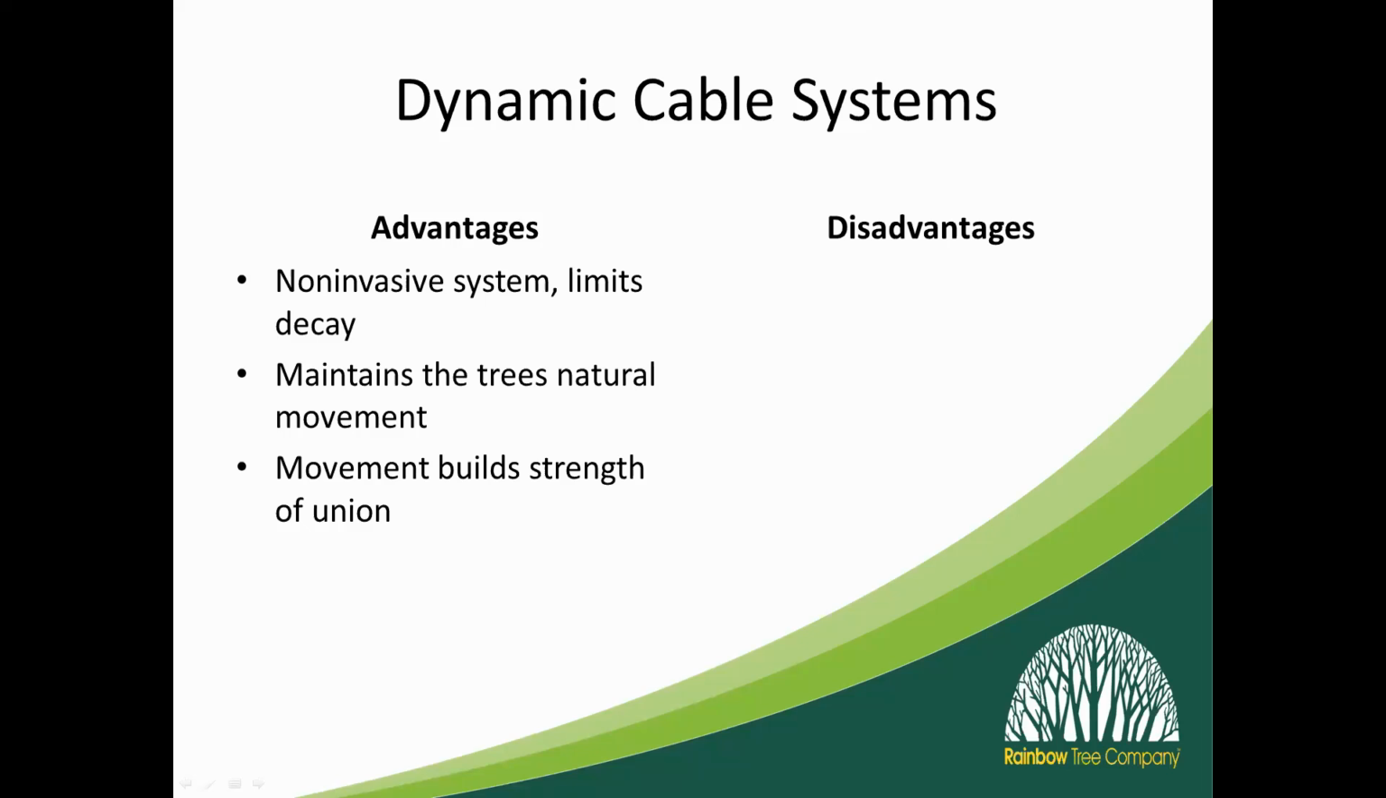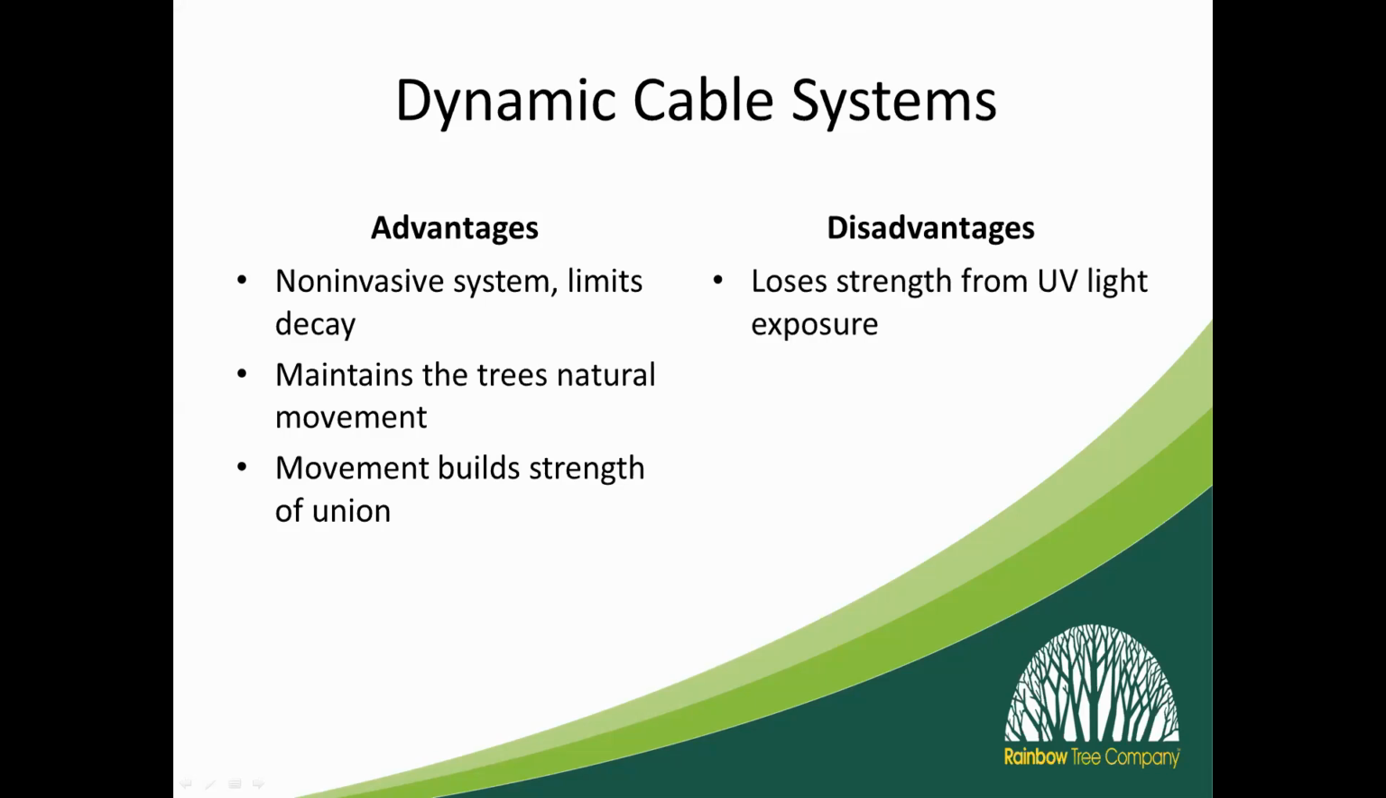The movement also builds strength within the union. As the tree moves itself, it's creating more compaction wood at that union section and causing it to be stronger. Just like being in a wheelchair, if you don't use certain muscles, you're going to lose that strength. So if we just tighten it down, like on a steel cable, it actually won't have that movement. It's not going to build up strength in that area.